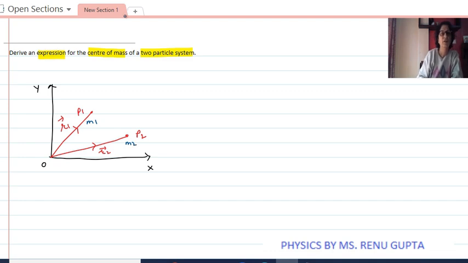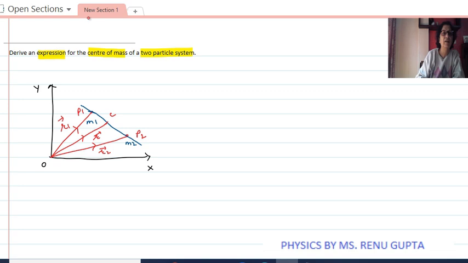Then the line joining the two particles, we join P1 and P2. This is the line joining the two particles. We consider that somewhere on this line joining is the center of mass. This is C, whose position vector is given by say R.